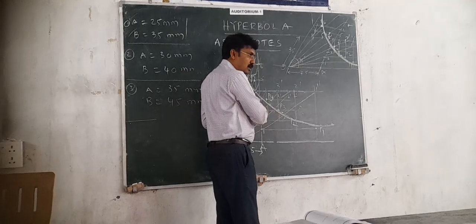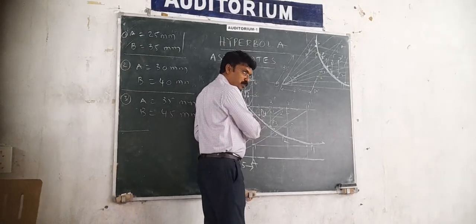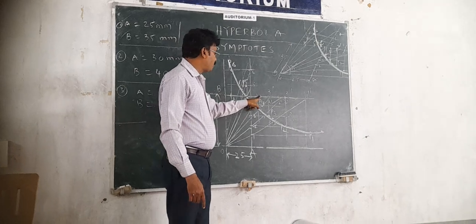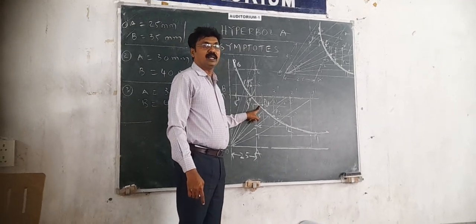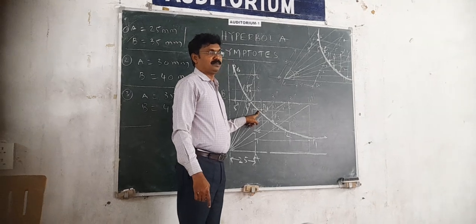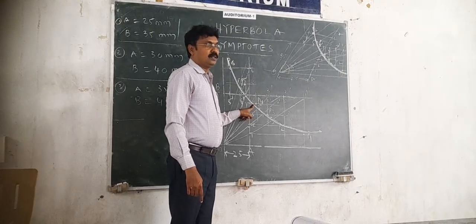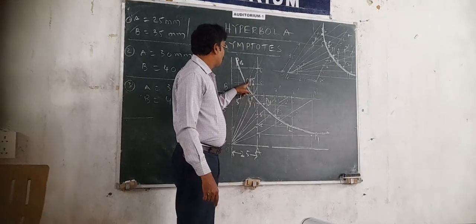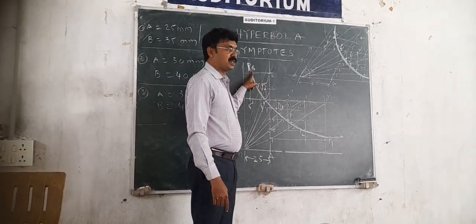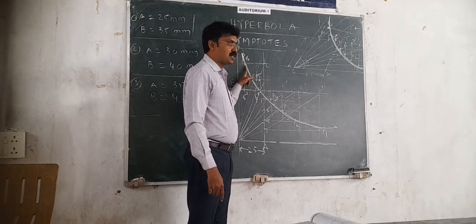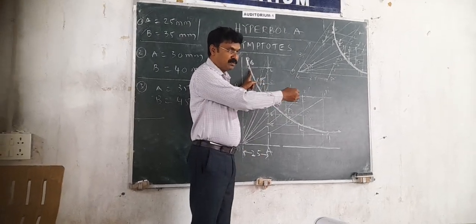Draw the perpendicular lines from 4 and 4 dash. You will get another intersecting point P4. Continue this process to get the intersecting points up to P6. Now join P1 to P6 with a smooth curve.